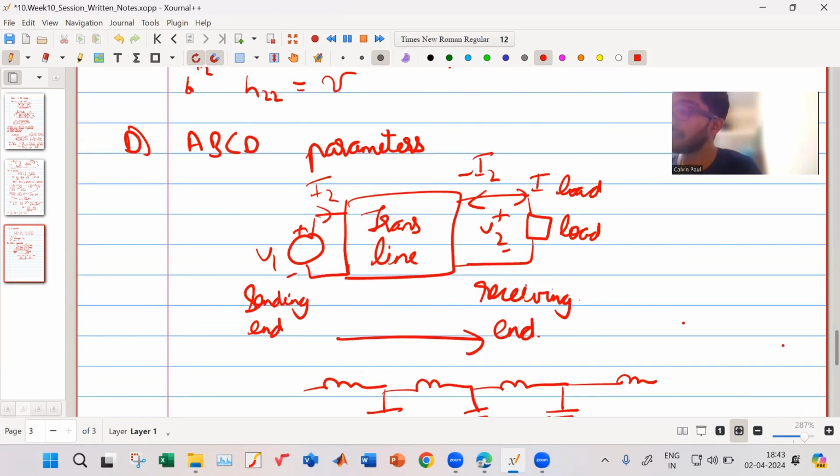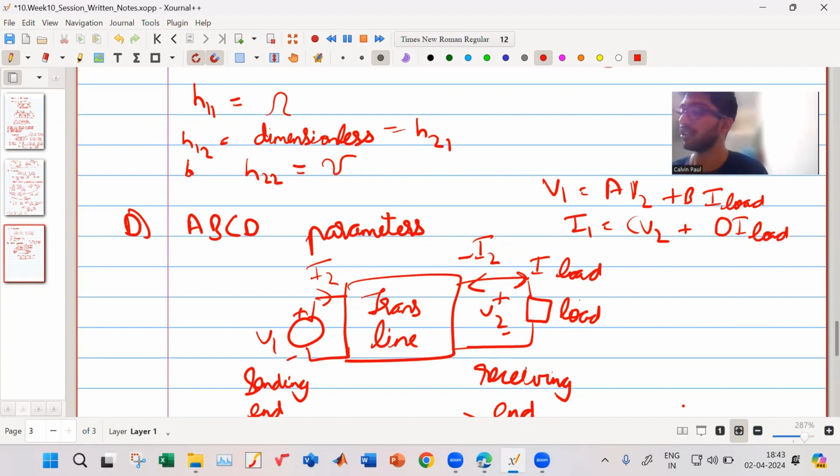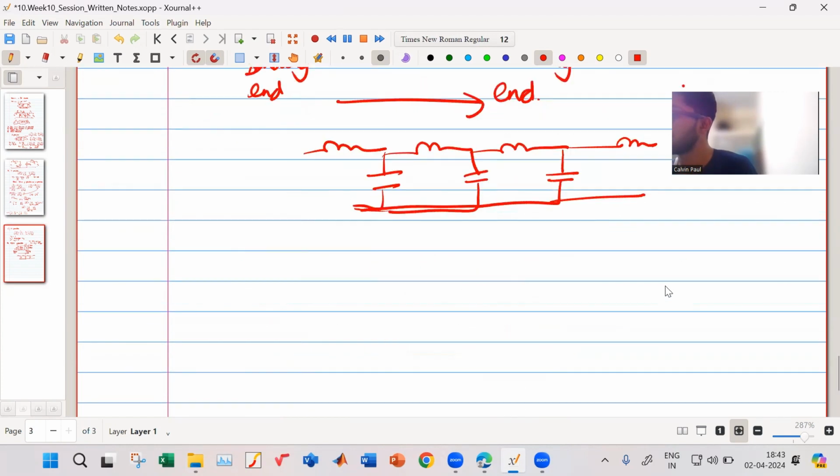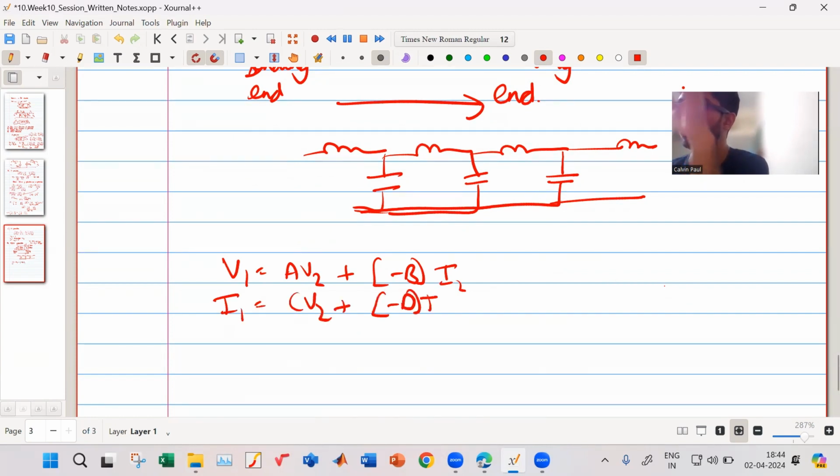Another thing to keep in mind is your I load is in the sending out direction. So you usually write V1 is equal to A into V2 plus B into I load, and I1 is equal to C into V2 plus D into I load. But since our convention is that I2 should go inside, I2 is opposite of minus I load. We write V1 is equal to A V2 plus minus B into I2, and I1 is equal to C V2 plus minus D into I2.